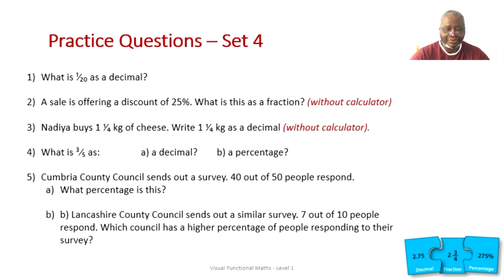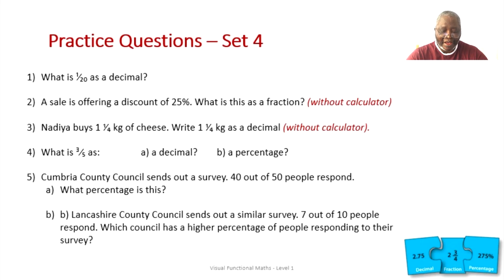I gave you an example just a couple of minutes ago. What is 3/5 as A decimal, B, a percentage? 5. Cumbria County Council sends out a survey and 40 out of 50 people responded. A. What percentage is this? And then B. Lancashire County Council sent out a similar survey and 7 out of 10 people responded.